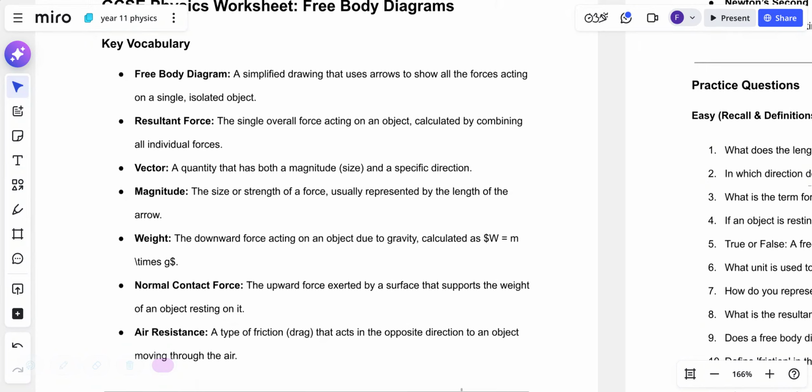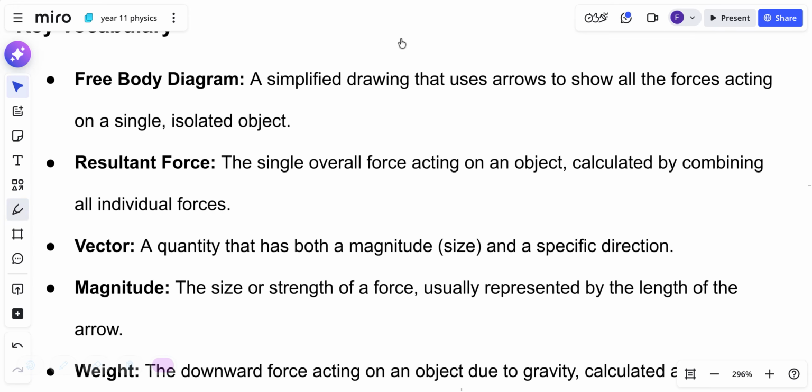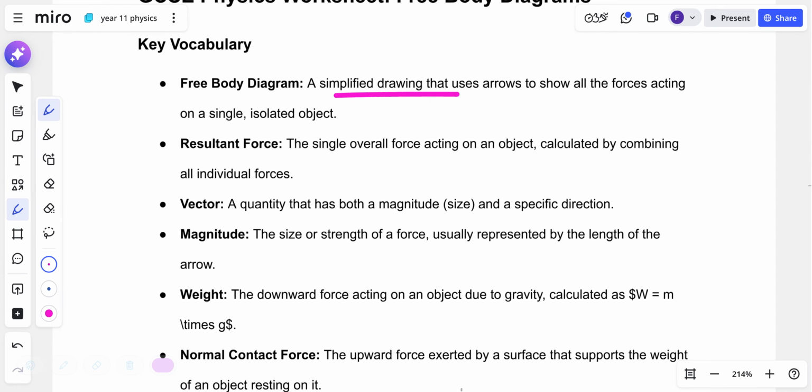Okay, so free body diagrams are really useful. I'm going to go through all the different things you need to know. Some of them we've done before, especially vector, magnitude, weight, and resultant force. But what is a free body diagram? This is really important. It's a really simplified drawing, and you use arrows to show all the forces acting on a single isolated object. It's just the object you're looking at.